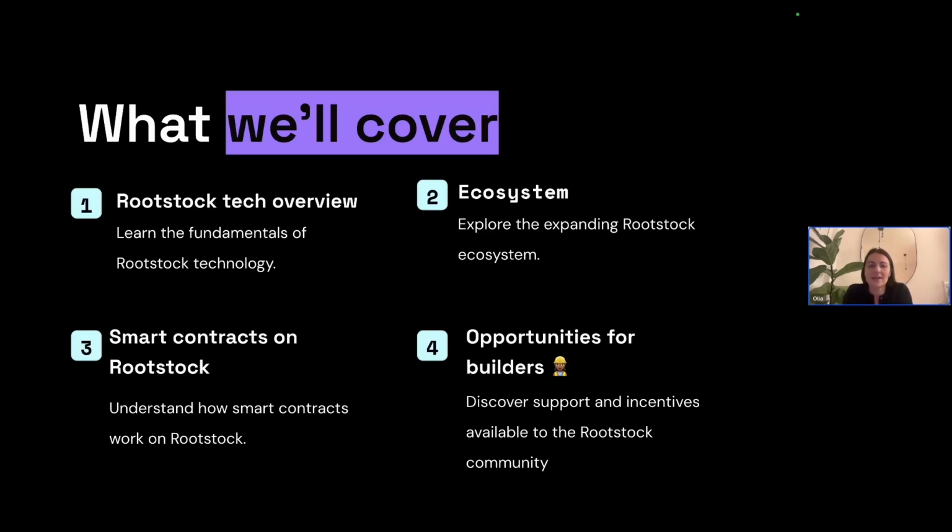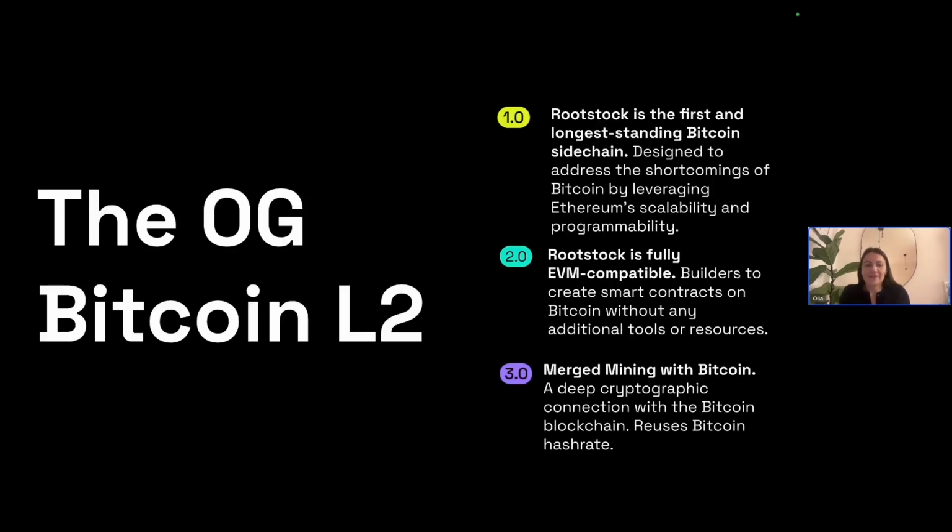So here is what we'll cover in the next hour or so. I'll show you an overview of the architecture, the Rootstock tech overview. Then we'll talk briefly about the ecosystem. We'll look at writing and deploying smart contracts. And finally, I'll share some opportunities that we have at Rootstock Labs for builders. Without any further ado, let's dive in.